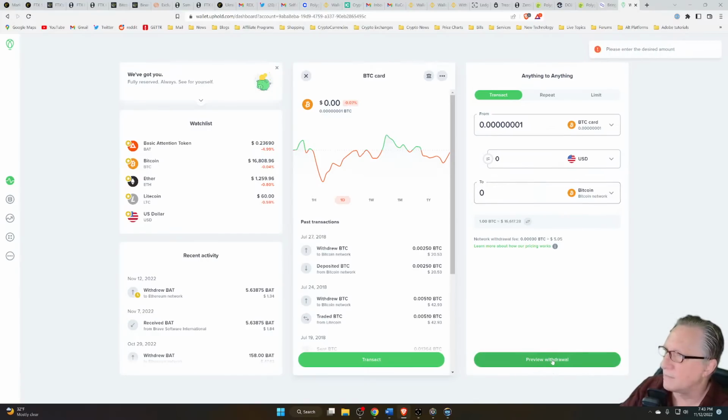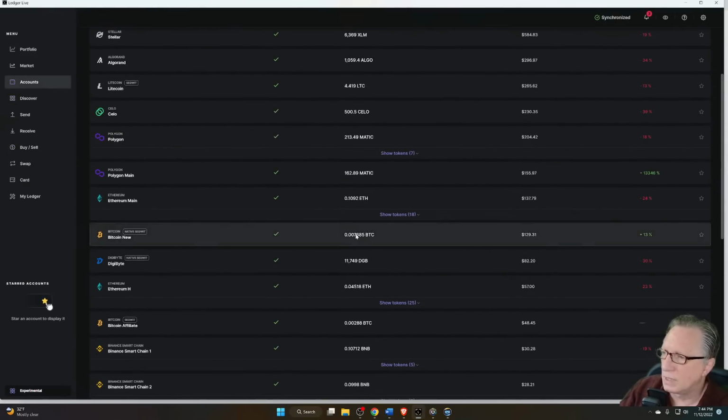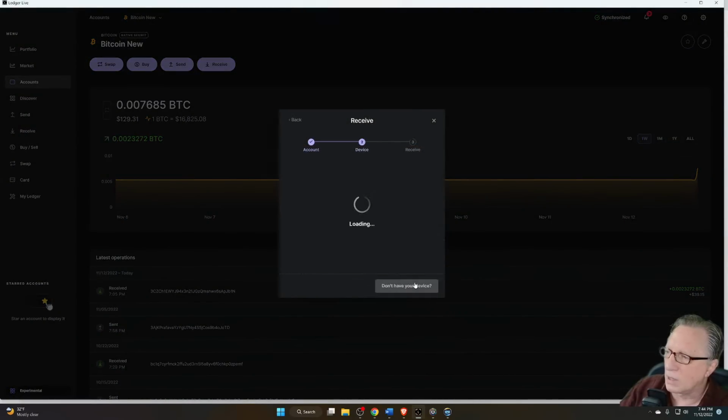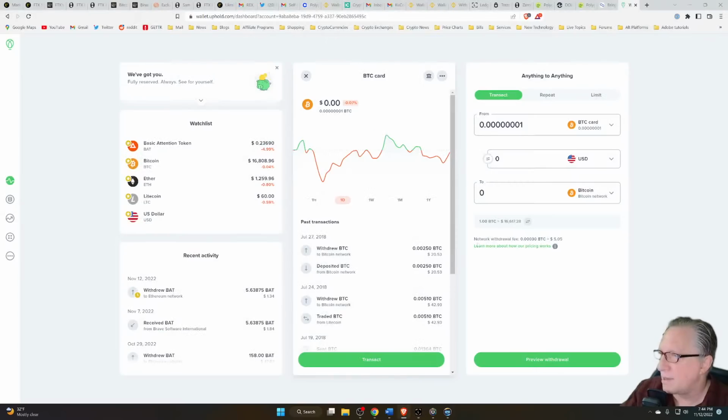It's probably not even going to let me go to the next screen. But if it had, it would ask me to paste in my Bitcoin address. So I would go over to my Bitcoin wallet, get the receiving address, and copy that into my clipboard, which we did earlier with Coinbase. If I could get to the next screen, which I can't because I don't have any Bitcoin in my account, it would be the address screen, like you saw me do with my BAT, right? Then I would say send it to this Bitcoin wallet, and the withdrawal would go through.